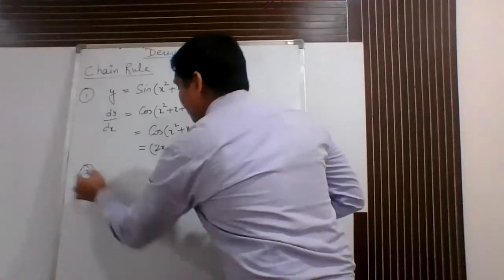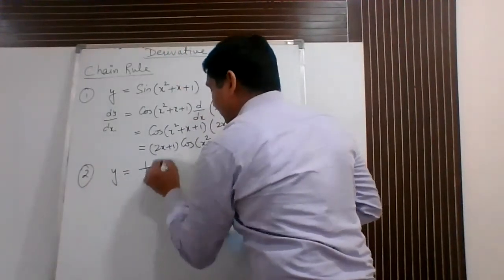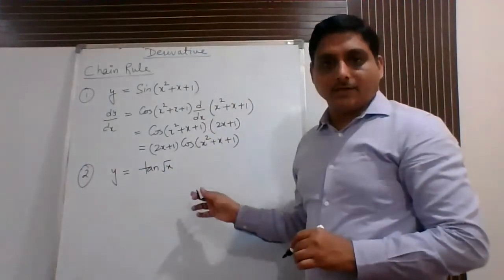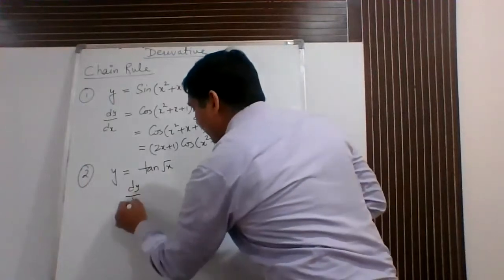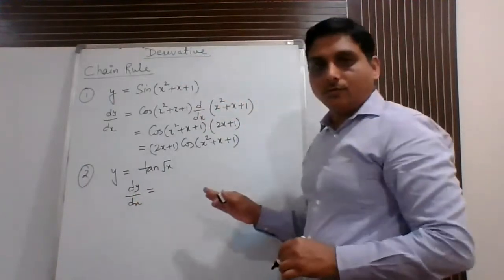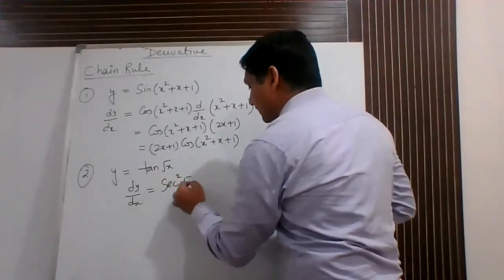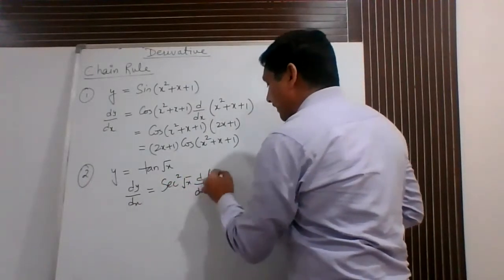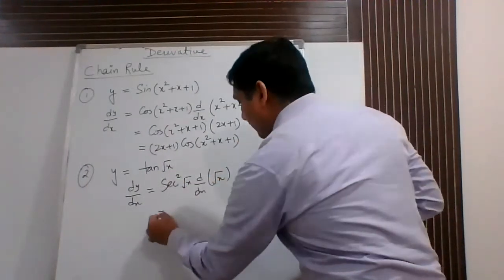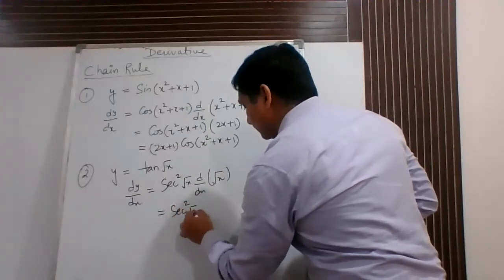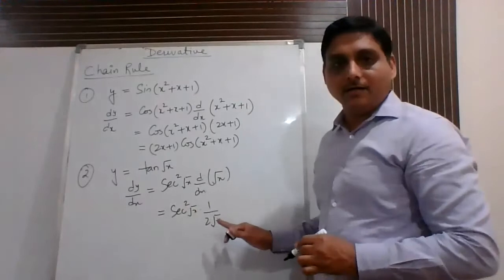Next example, y is equal to tan root x. So first you have to deal with this tan. So dy upon dx is equal to the derivative of tan, which is sec square root x. After that, we need to take the derivative of this angle, that is root x. So it will be 1 upon 2 root x. This is how you can leave the final answer.